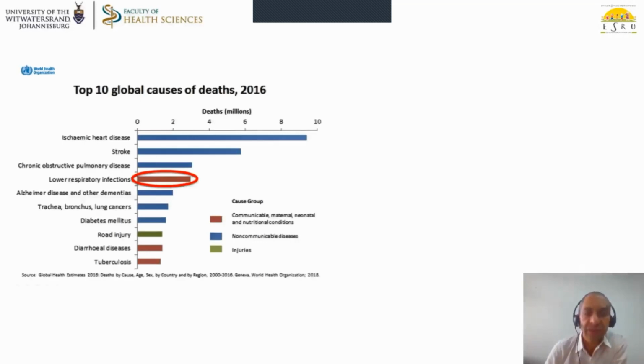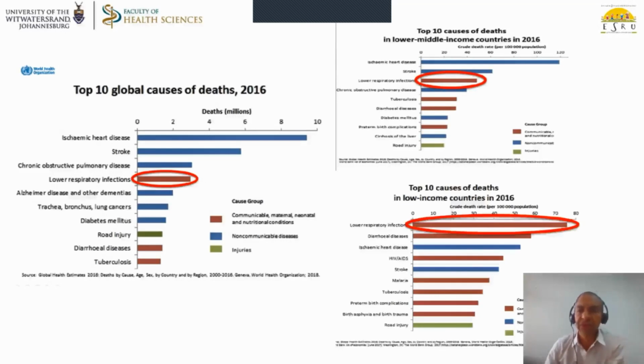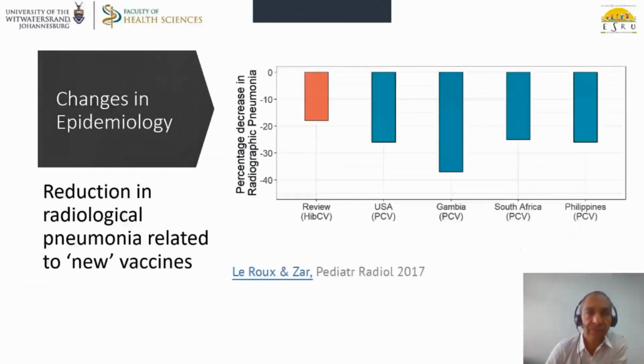But when you start drilling down a little bit closer and look at lower and lower middle income countries, you can see that it moves up from 4th to 3rd. And if you look specifically at low income countries, you can see it remains top of the list of the conditions that cause death. And so while things have improved and there have been significant changes in epidemiology over the past few years, this remains an important condition, particularly for children.